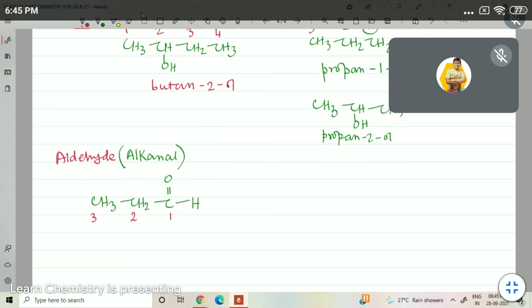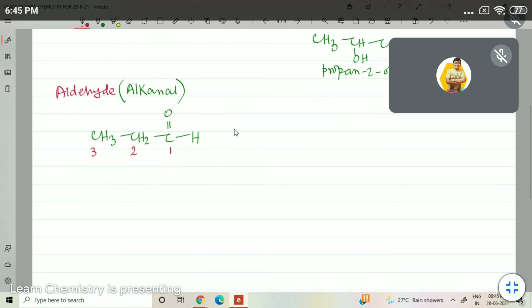Okay, so how many carbons are there? Anyone? Total number of carbons? Three. So the name will be propanal. Okay, what about this one? How many carbons are there? Two. So this will be ethanal. Al stands for aldehyde.